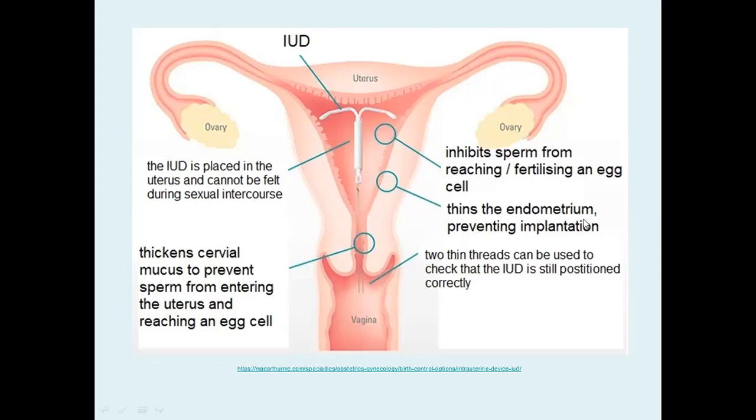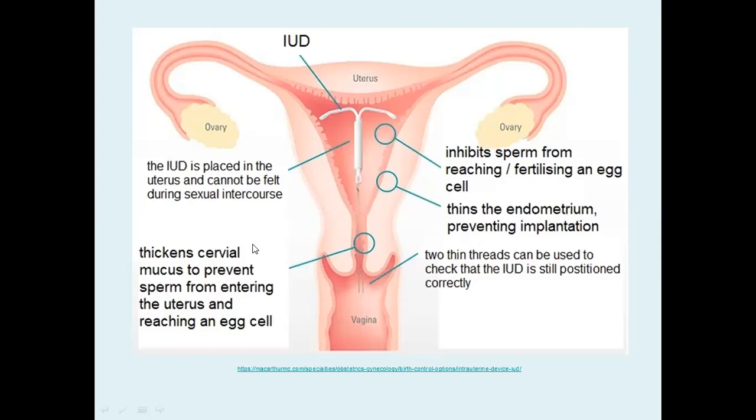Secondly, it thins the endometrium, preventing implantation. And you know that every month the endometrium gets thicker in order for implantation to occur. So if the endometrium is thin, no implantation can occur.